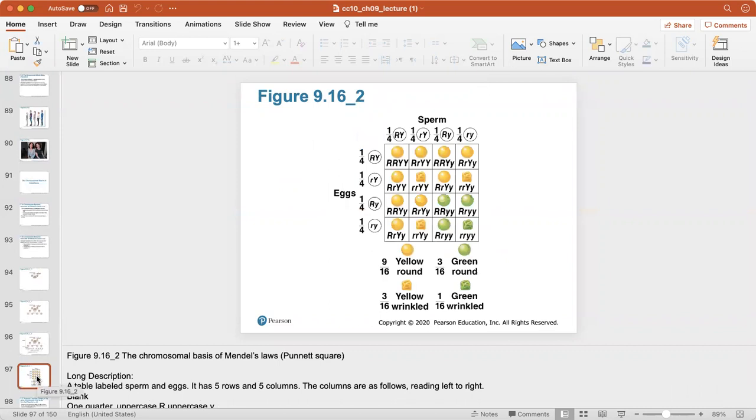Here's a look at the chromosomal basis of Mendel's laws for plants in a Punnett square, showing the probabilities of how many plants you will get being yellow round, yellow wrinkled, or green wrinkled.